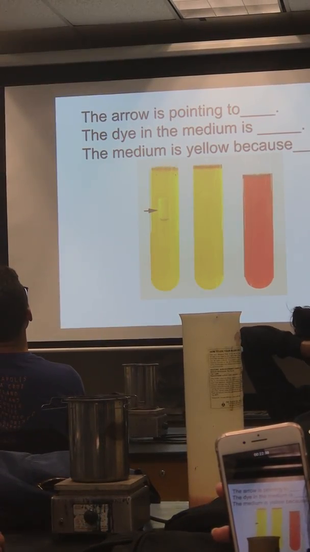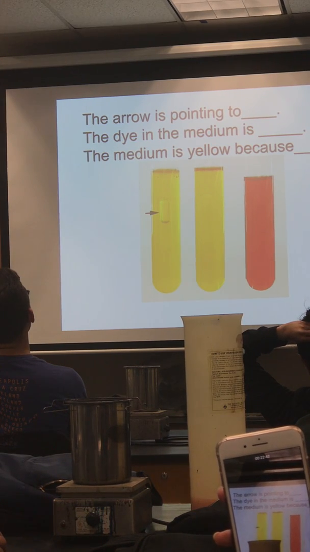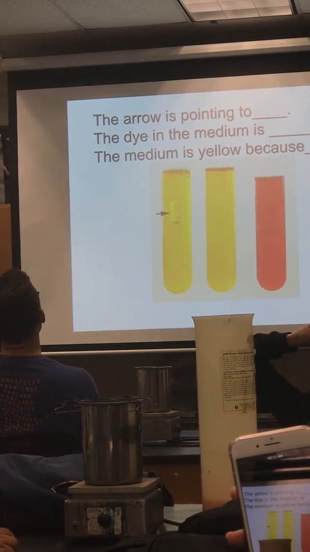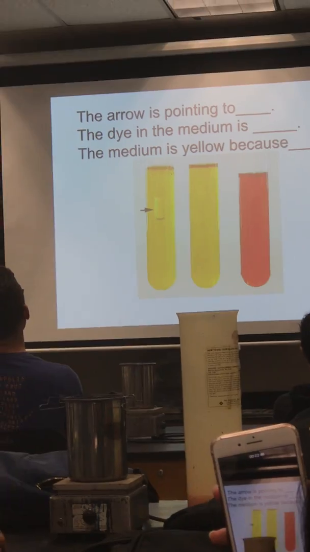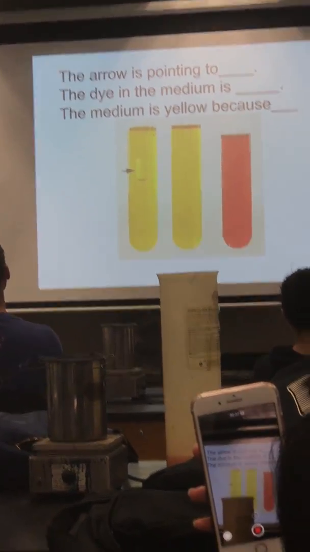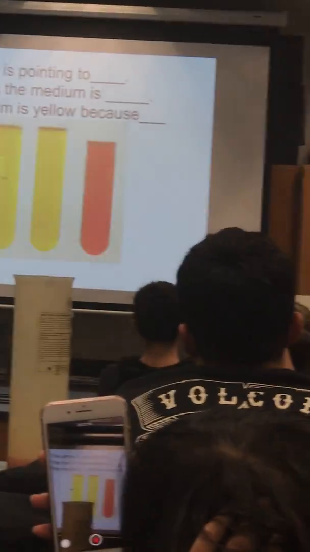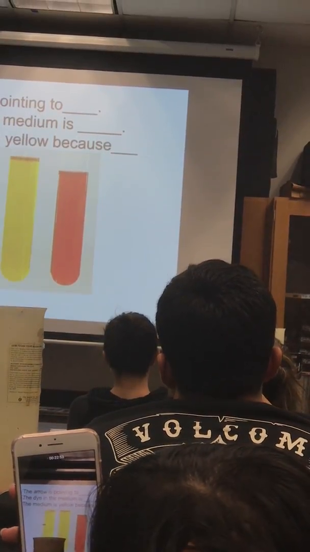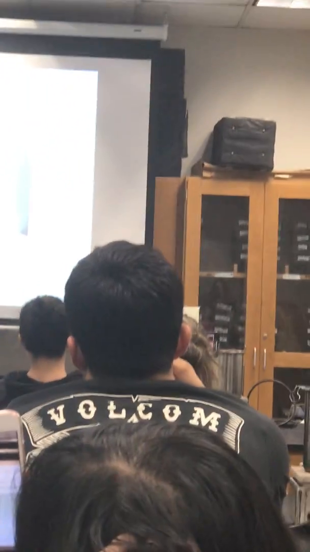The dye in the medium is? We just went through this with an MSA plate. The dye in the medium is? Phenol red, and the medium is yellow because? The pH has fallen. Okay.